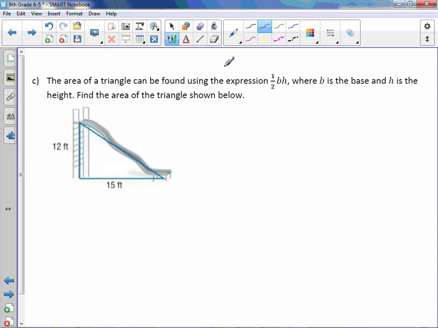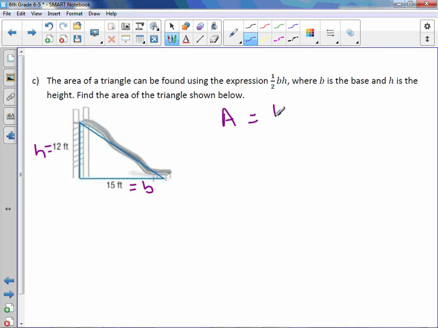Letter C. The area of a triangle can be found using the expression 1/2 times b times h, where b is the base and h is the height. Find the area of the triangle below. So 15 right here is the base, and 12 is the height.